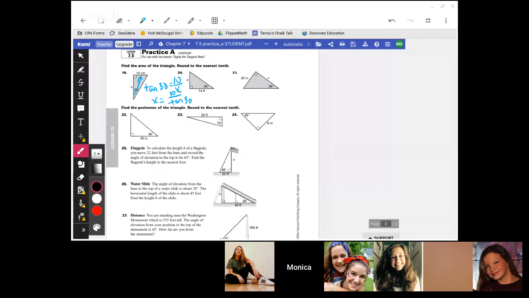So then whatever number you come up with there, Lily, you're going to multiply that by 10 and then divide it by 2. Okay?